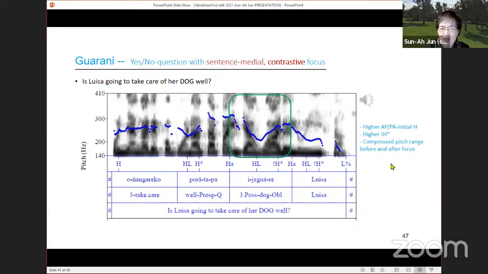Now, this is the yes-no question with the focused word dog. The question is: is Luisa going to take care of the dog well? And the dog is in the middle of the sentence. Again, the pitch accent is downstepped, but it's pretty high, not a small, low downstep. And the beginning of the word is also pretty high. Before the focused word the pitch range is compressed, and after that it is also compressed. So it's loud, and then a high A here, and the beginning high is pretty strong.